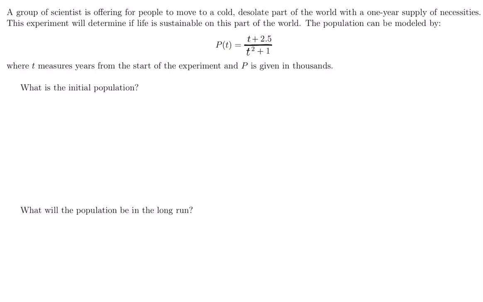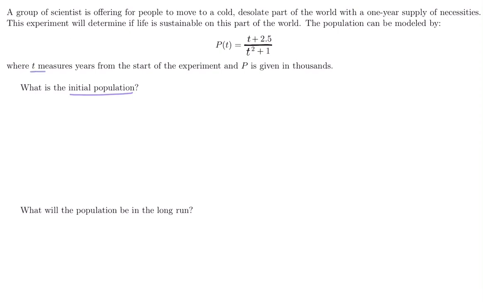If we just give people a 1-year shot, will we develop good health care and mental health care and schools and all that? Will we be able to sustain life and have a population grow, or is the population expected to just die out or move away after time? So this is where T is measured in years from the start of the experiment, and P is given in thousands. So it says, what is the initial population? So when they move there, what is that current population starting out as?